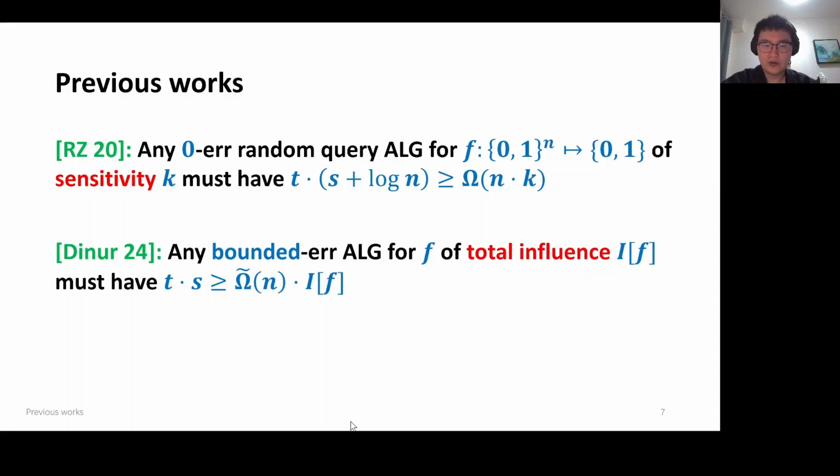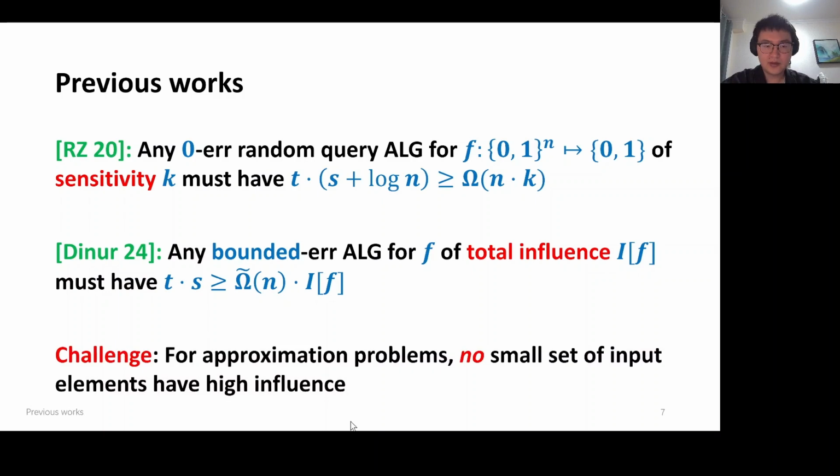The result of Raz and Zhang is achieved by a reduction to the coupon collector problem in the random query model, and the result of Dinur is achieved by a reduction to the communication analog of the coupon collector problem. But for approximation problems such as the one we consider in this work, the previous works do not directly apply because approximation problems tolerate approximation errors. And in this setting, no small set of input elements have a high influence.